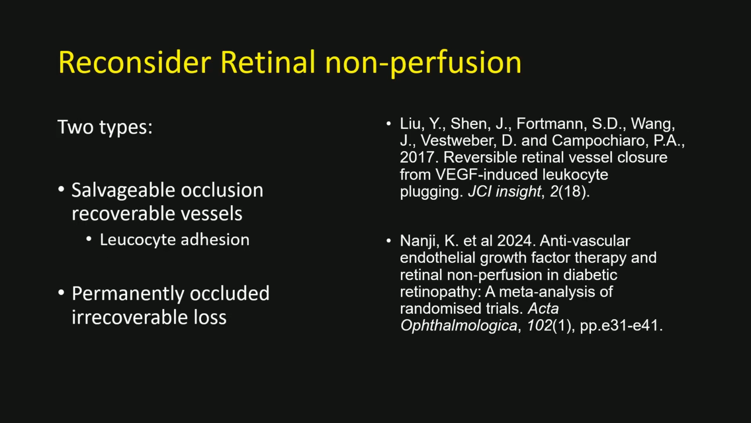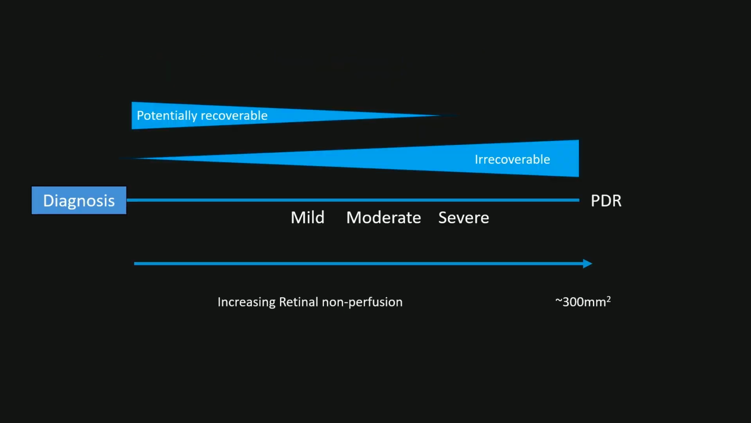But let's think about the underlying problem of retinal non-perfusion, because it is that which leads to the clinical signs we observe. It turns out there are 2 types of non-perfusion. Vessels can be occluded by leukocyte plugs, and these ones are potentially recoverable. The second type are vessels that are permanently occluded, and there is irrecoverable loss. So it seems sensible to suggest that non-perfusion will begin with potentially recoverable capillary vessels, and as the disease progresses, the proportion of irrecoverable vessels will increase.